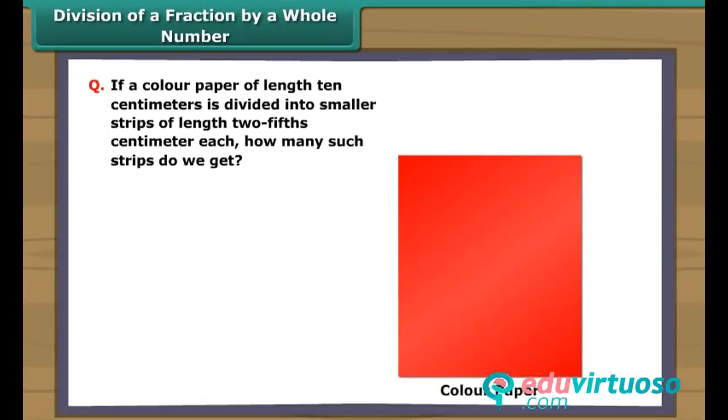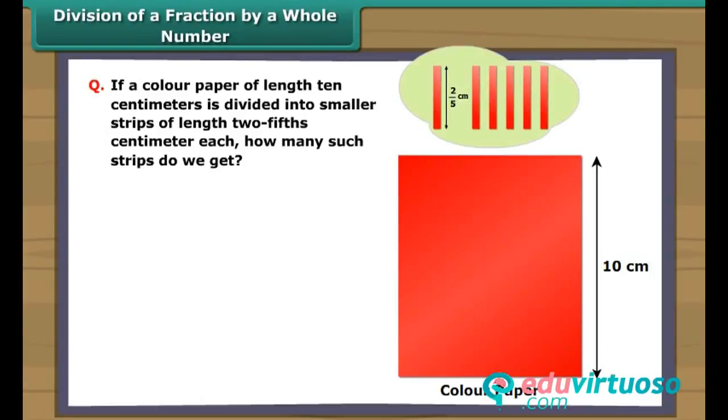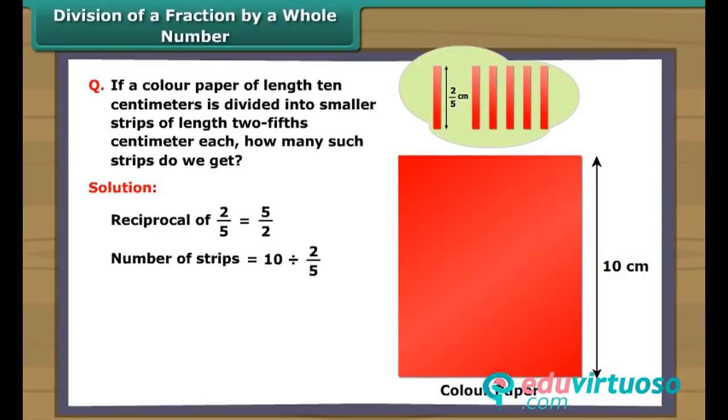Division of a fraction by a whole number. Let us practice a problem now. If a color paper of length 10 centimeters is divided into smaller strips of length 2/5 centimeter each, how many such strips do we get? The reciprocal of 2/5 is 5/2. So 10 divided by 2/5 is equal to 10 multiplied by 5/2. This gives 50/2. Simplifying the fraction, we get 25. Thus, to divide a whole number by any fraction, multiply that whole number by the reciprocal of that fraction.